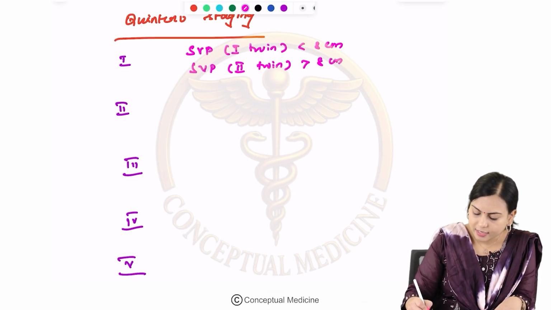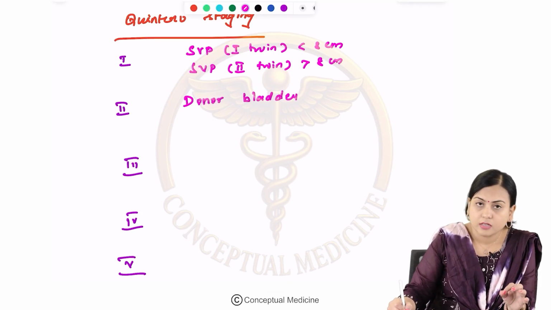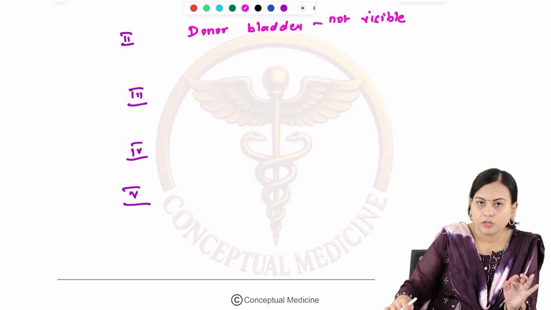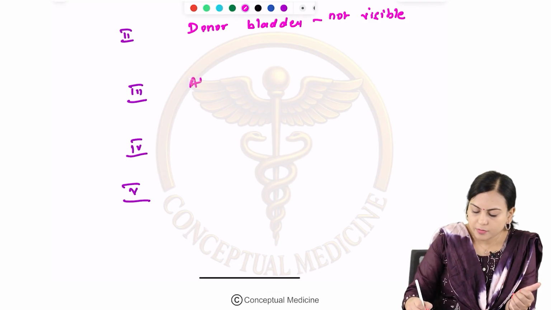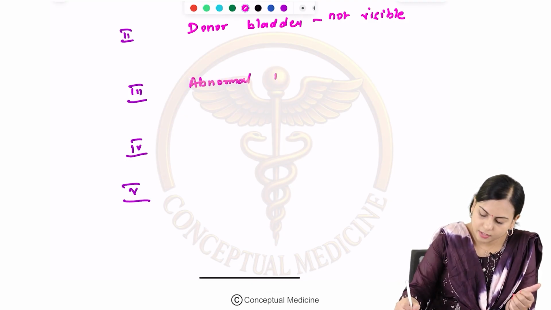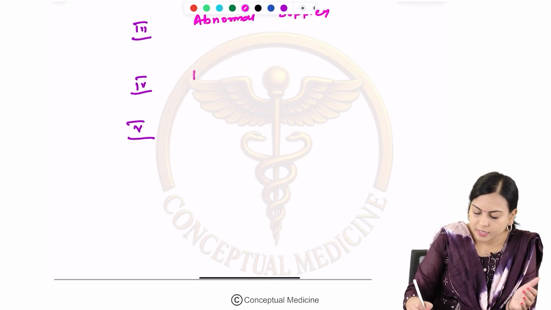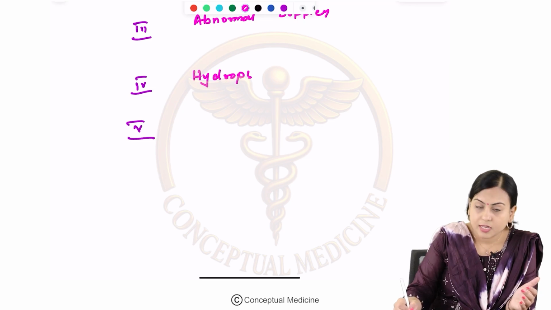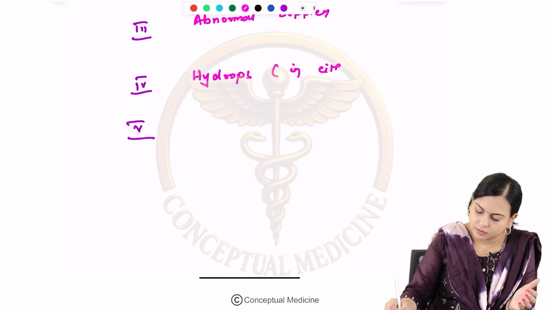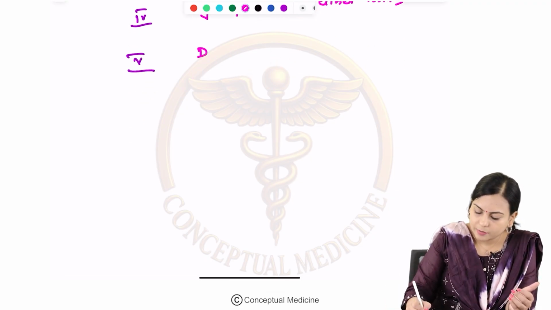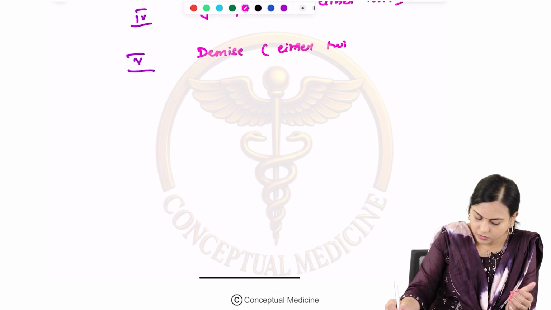In the second stage, remember the donor bladder is not visible. And in the third stage, we will be able to see some abnormality in the Doppler. So there is abnormal Doppler in the third stage. And in fourth stage, we will be able to see hydrops in either twin. And in the fifth stage, there will be demise of either twin.